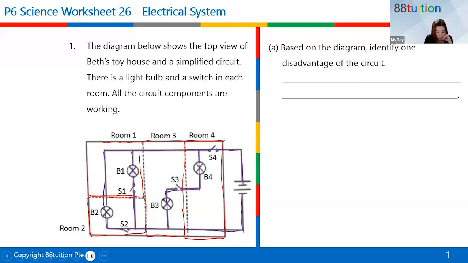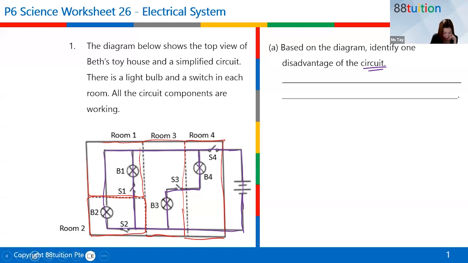Then they ask you what is the disadvantage of the circuit. You're only looking at the purple lines here. So what is the problem here with the circuit? Look at Joy's answer. You should be able to tell. No matter which room you're trying to turn on the lights, you have to ensure switch 4 is turned on. Can you see that?